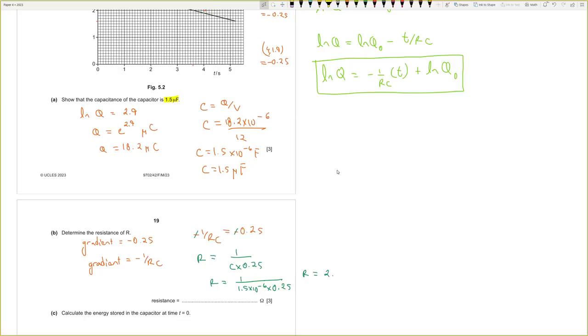18.2 times 10 to the power minus 6 divided by 12. It's 1.51667. Now if I use this again, 1 divided by answer into 0.25, I'm getting the value of R is equal to 2.64, which is rounded off to R is equal to 2.6. 2.64 into 10 power 6, so 2.6 into 10 power 6 ohms, to two significant figures.